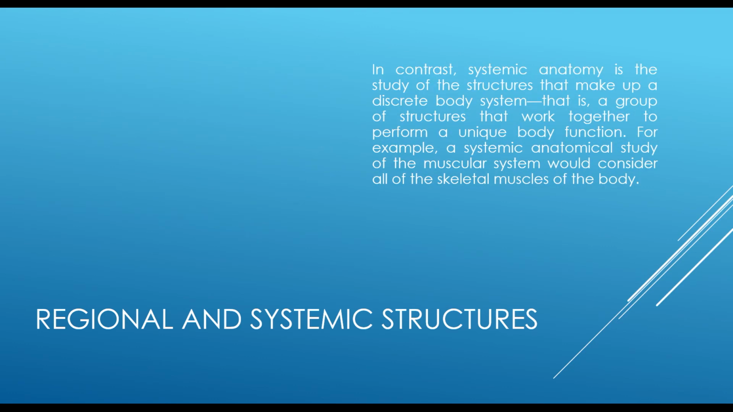In contrast, systemic anatomy is the study of the structures that make up a discrete body system, that is, a group of structures that work together to perform a unique body function. For example, a systemic anatomical study of the muscular system would consider all of the skeletal muscles of the body.